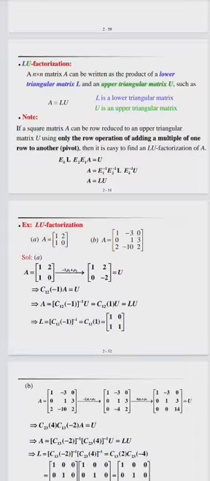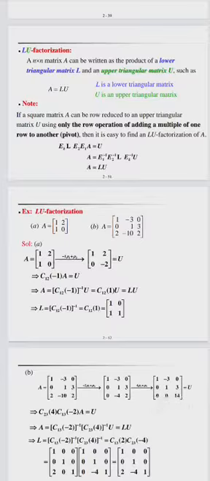Example, LU factorization. First one, A equal to 1 2 1 0. This matrix is a square matrix. Then for the second row, apply the operation -1 row 1 plus row 2. The first row is the same, and the next row becomes 0 minus 2. This is an upper triangular matrix, since the second row, first column element is 0.